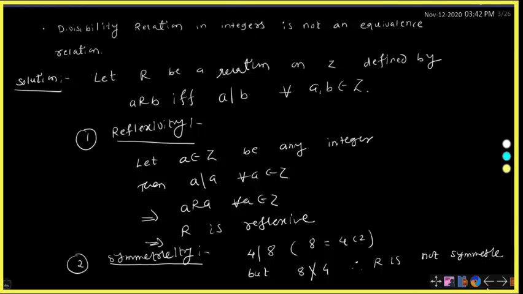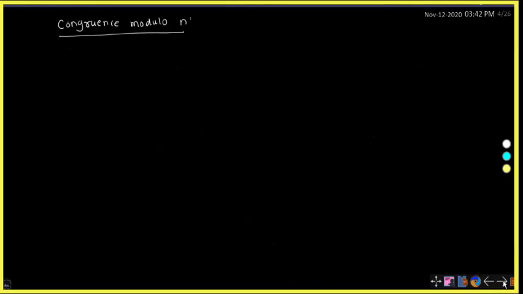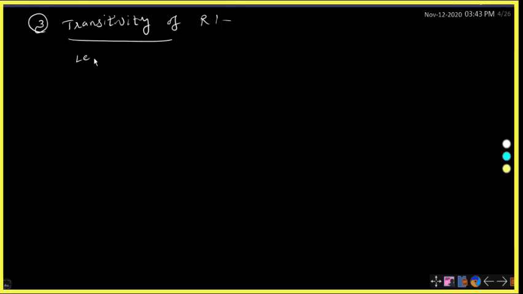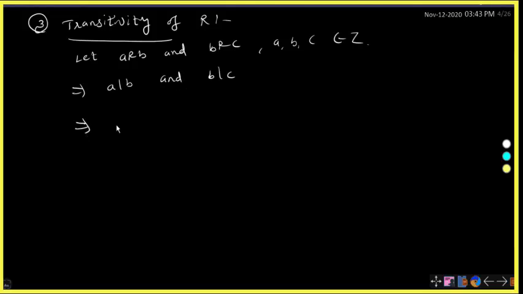We have already proved that this R is transitive. It means A divides B, B divides C, then A divides C. So let A is R related to B and B is R related to C, where A, B, C belongs to Z. This implies that A divides B and B divides C. A divides B means B is equal to A K1 and C is equal to B K2, where K1, K2 belongs to Z.